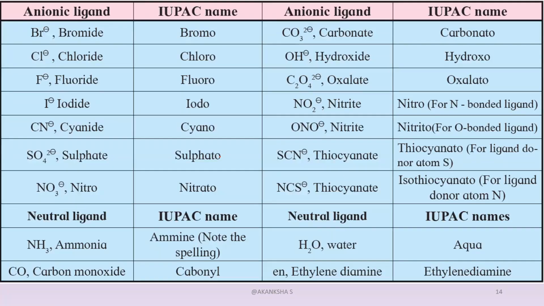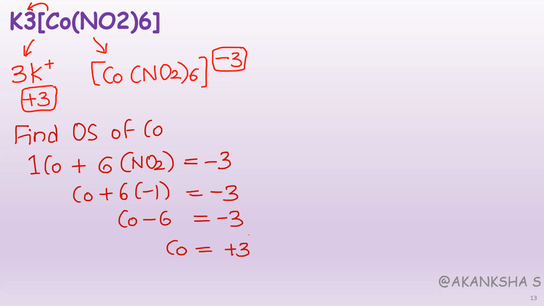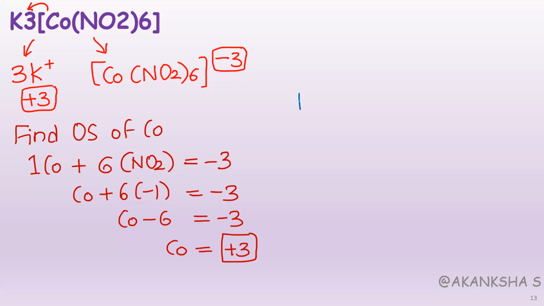Let's try to see NO2, right? Yeah, we have NO2. It is nitrite group and has a charge of -1. Correct? So we have cobalt plus 6 times -1 giving you -3. Cobalt -6. 6 goes on the other side. We are left with cobalt plus 3. Luckily, we are getting all of them as +3, most of them. Right, let's start the nomenclature now.